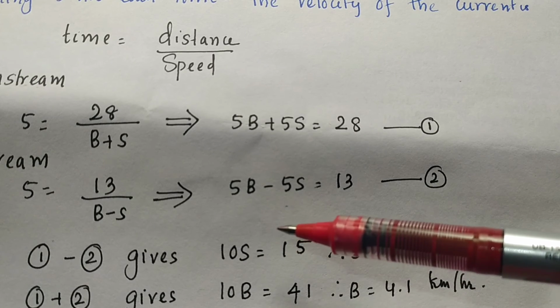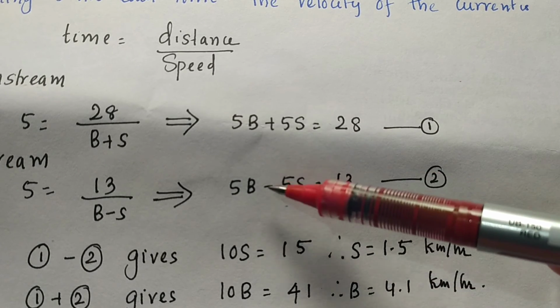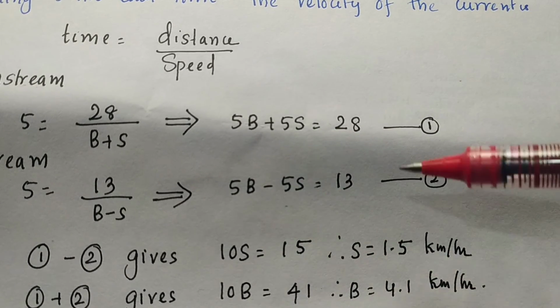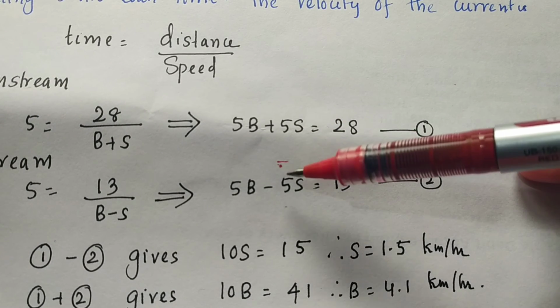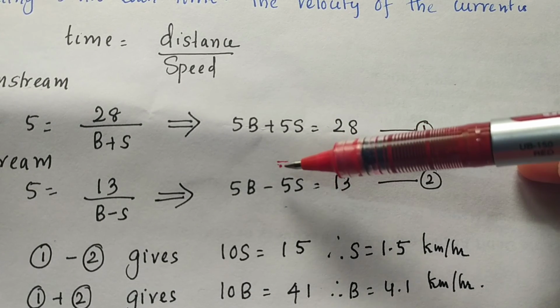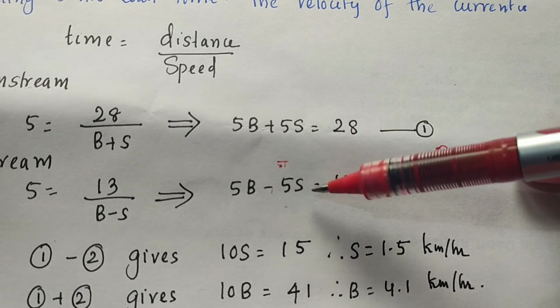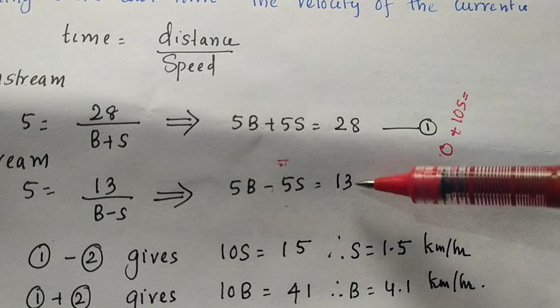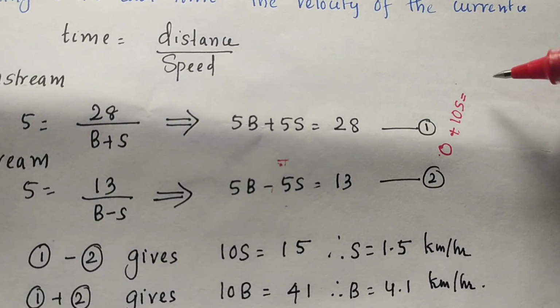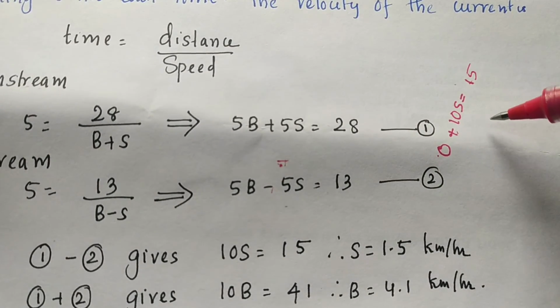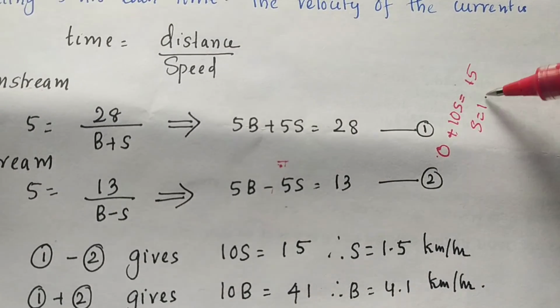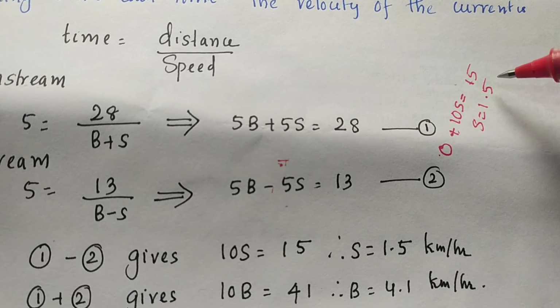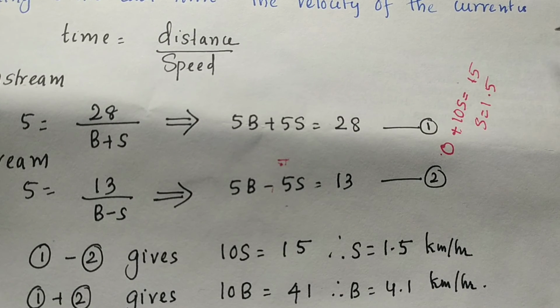Subtracting 1 from 2, what will we get? 5B minus 5B is 0. 5S minus (minus 5S) is 5S plus 5S. So it will be 10S, which is equal to 28 minus 30. So S is equal to 1.5 kilometer per hour. So that will be the velocity of the current.